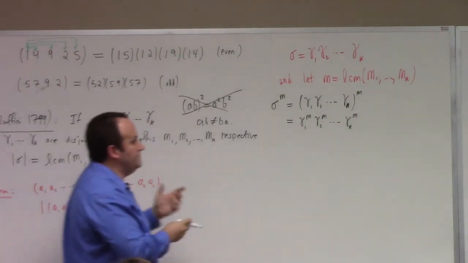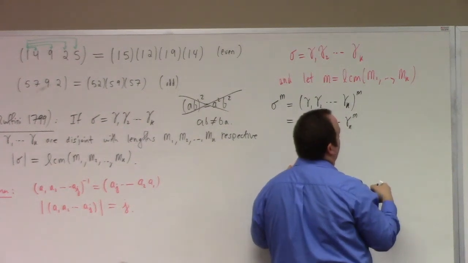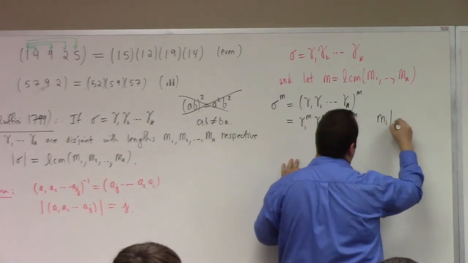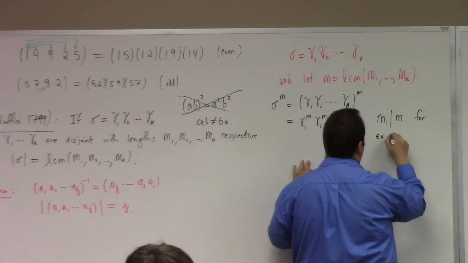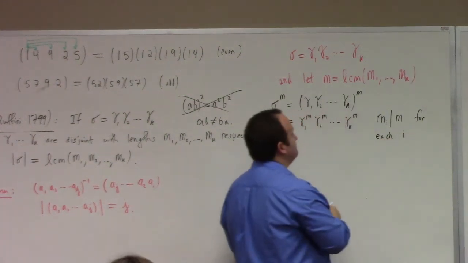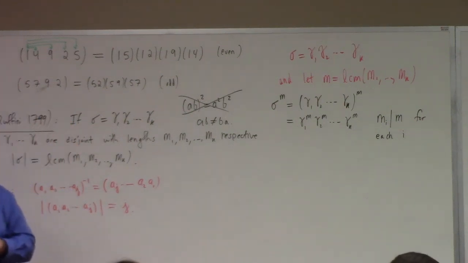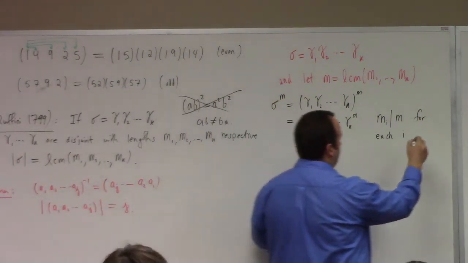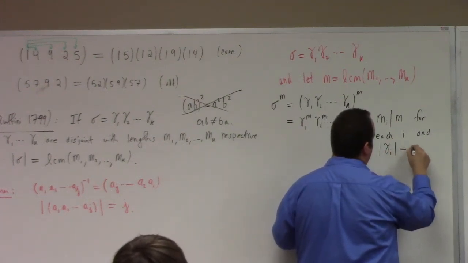Now what? Well, m is a multiple of m1 through mk. So what's that say? That says that m sub I divides m for each I. Is that right? In other words, m is a multiple of m sub I in each case here. What's the order of the element, though? The order of gamma I is equal to m I.